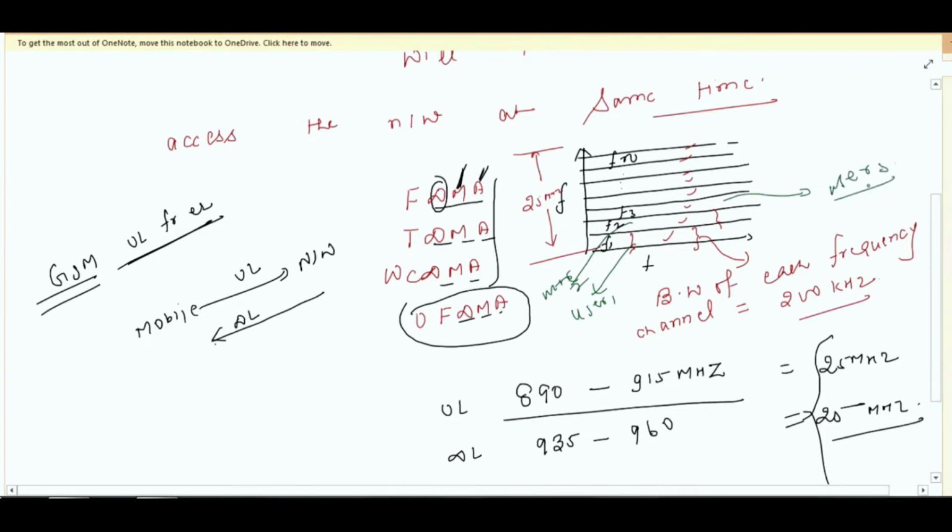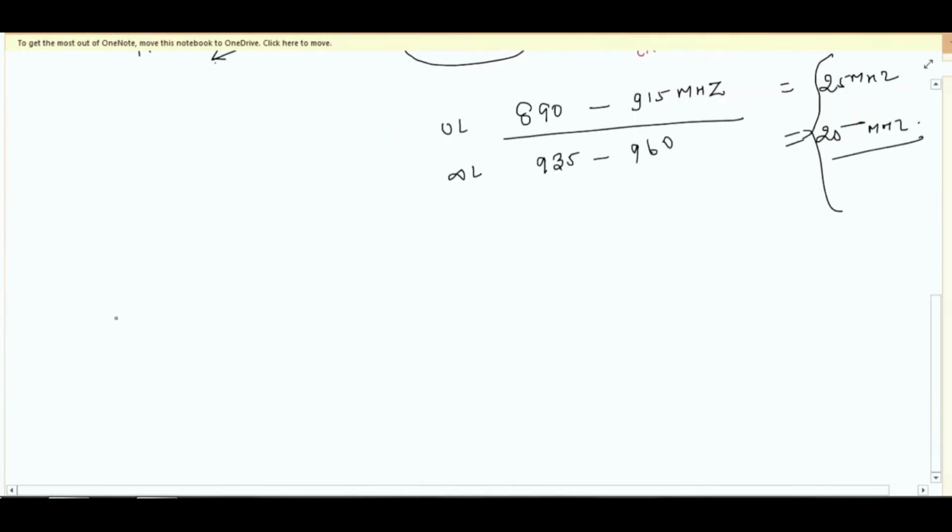So if we want to know at a time the max number of users in a cell that can access the network at the same time, means indirectly how many FDMA channels there are. This is the FDMA channel. We divide the whole frequency into parts of frequency. This is the frequency division. Multiple access means the whole frequency is divided into a number of frequency channels, and each frequency channel is allocated to one user.